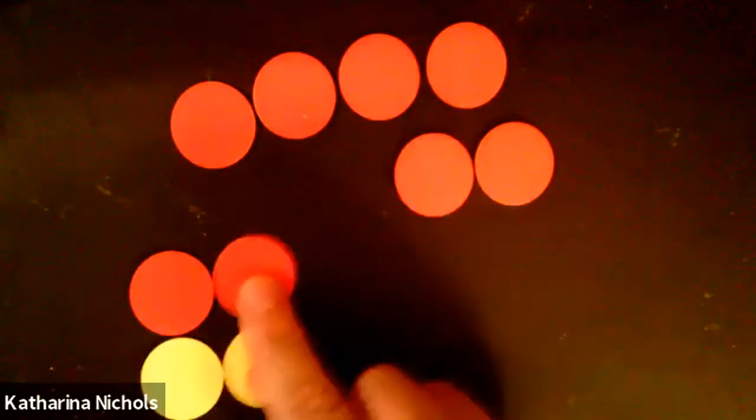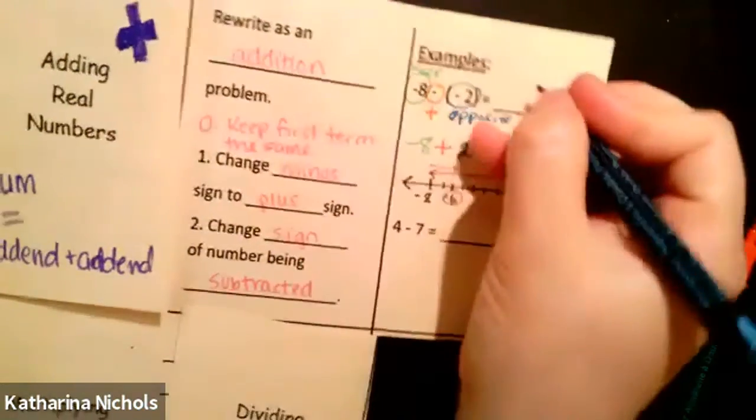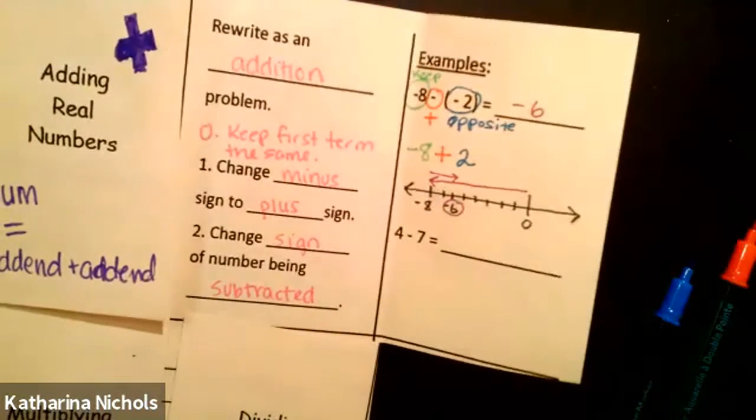I can think of negative 8 minus negative 2 in a couple ways. Here's negative 8. Minus negative 2 means take away two negatives. What's left is six negatives. Another way to think of this would be to think of changing the problem to negative 8 plus 2. When I add two positives in, our opposites cancel out. And once again, I am left with six negatives. Negative 8 plus 2 equals negative 6.